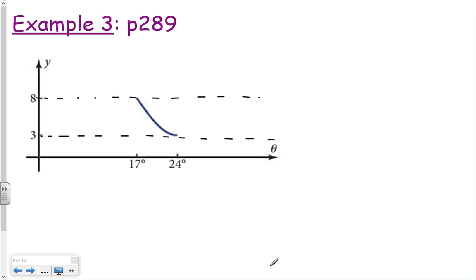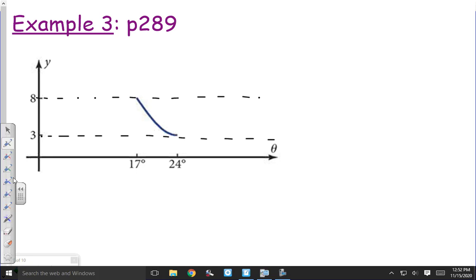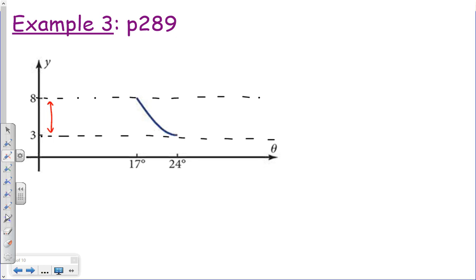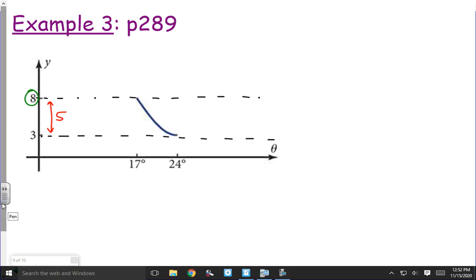All right, so we want to find the equation of this. So we need to find out our A, B, C, and D. Let's start out with our amplitude. The amplitude is this distance right here, or the absolute value of that is our amplitude. So 8 minus 3 sounds like 5. It's going to be our amplitude. The sinusoidal axis is the line that goes right down the middle of this thing, so that's our value of 8.